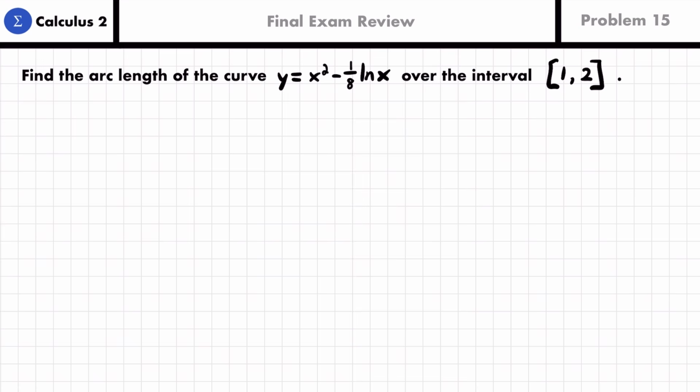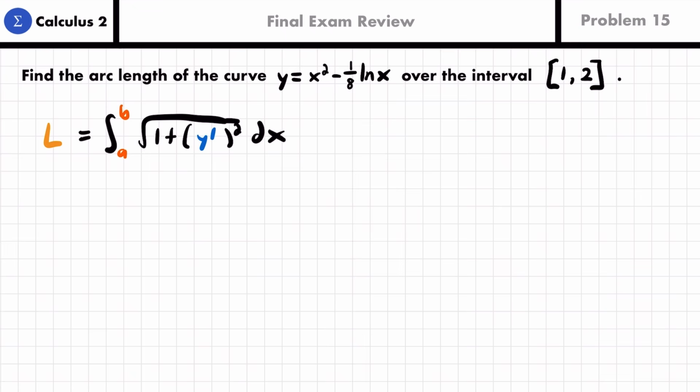Remember that the formula looks like this. The arc length L is equal to the integral from a to b, which represent the endpoints of the interval for which we want to calculate the arc length. But then inside the integral, we have the square root of 1 plus the derivative f prime of x squared times dx. Okay, so in order to set up this integral, we will need the derivative of our curve. And since it's given to us as y equals x squared minus 1/8 times the natural log of x, I'll just rewrite this f prime of x as y prime. All right, that way our notation matches up.